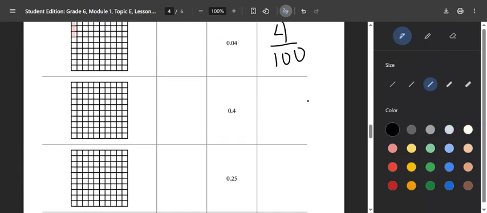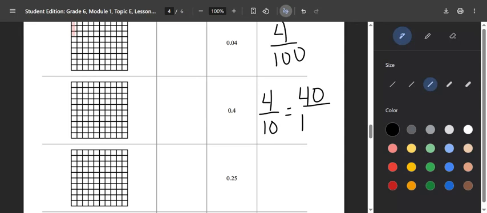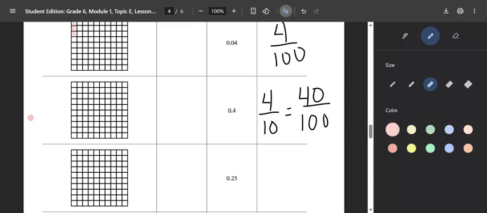The next one is the decimal 4 tenths. 4 tenths is the same thing as 40 hundredths, because 4 out of 10 is the same thing as 40 out of 100. All right, so I'm going to shade that in, and I'm going to get 40 of them.